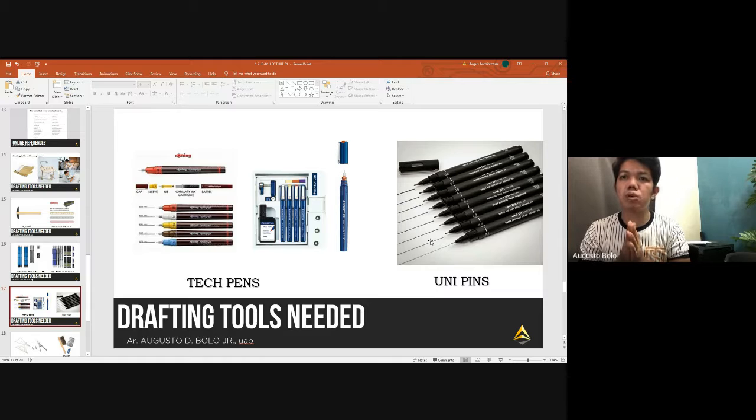Sir, can I buy just a set? Definitely, as long as you have a 0.5. For drawing pencils, I recommend HB or H and 4B. For Unipins, if you are short on budget, I recommend having 0.5, 0.2, and then 0.8. That is okay. You can calibrate the variations of thickness with just those. Okay?